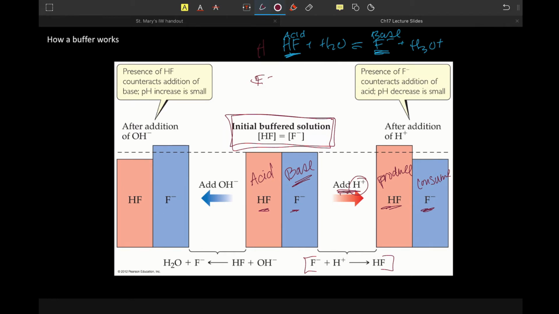And if we were to go in the opposite direction, if we were to add hydroxide ion, that's a base, so it will consume some of the acid and produce some of the base. But again, the ratio between HF and F minus doesn't change significantly. Good, makes sense. Make sure you understand that and make sure you can always think through that, in that a buffer contains an acid and a base that don't consume each other, so that when we add strong acid or strong base, those can be neutralized.